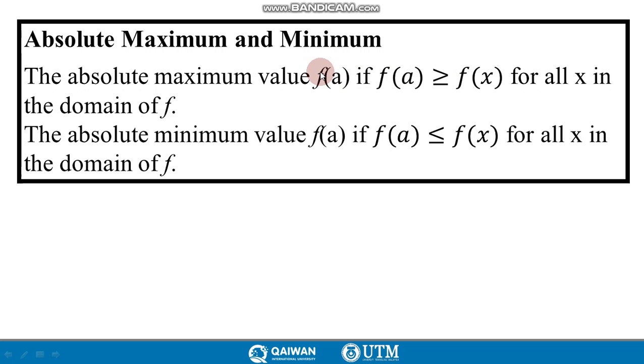we say f of a is called the absolute maximum. And for the absolute minimum, we say f of a is called the absolute minimum if f of a is less than or equal to f of x for all x in the domain. Here, a is a point in the domain and f of a is less than or equal to f of x for all other points. Here x represents the points in the domain. That means if f of a is less than or equal to f of x for all x in the domain, then f of a is called the absolute minimum.